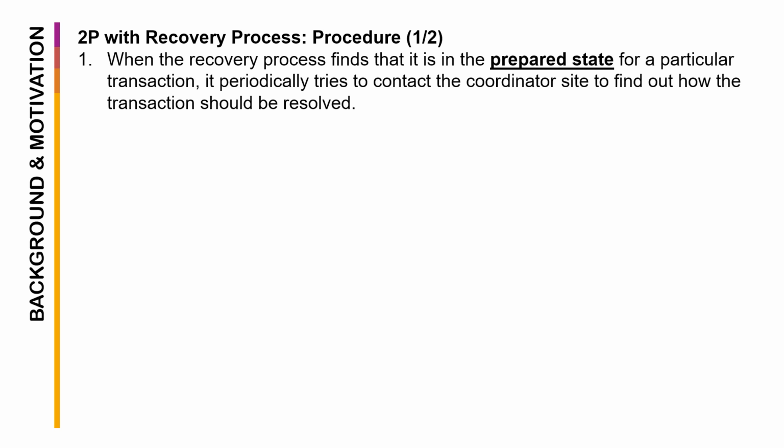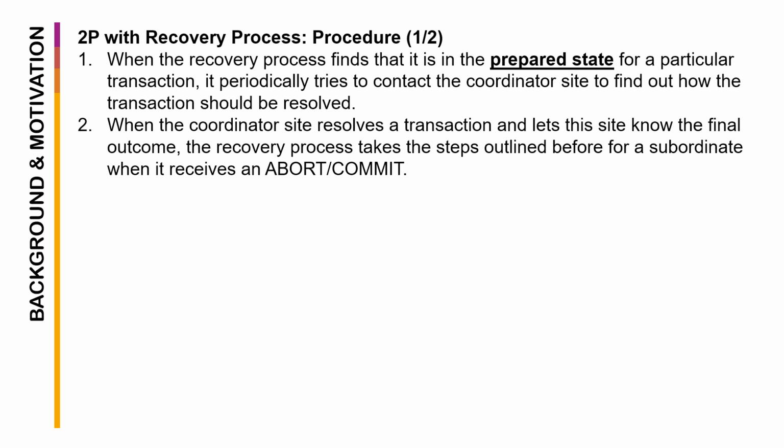Now, how does it work? When the recovery process finds that it is in the prepared state for a particular transaction, it periodically tries to contact the coordinator site to find out how the transaction should be resolved. When the coordinator site resolves a transaction and lets the site know the final outcome, the recovery process takes the steps outlined before for a subordinate when it receives an abort or commit.